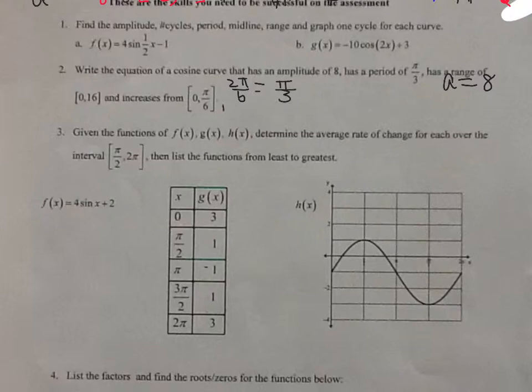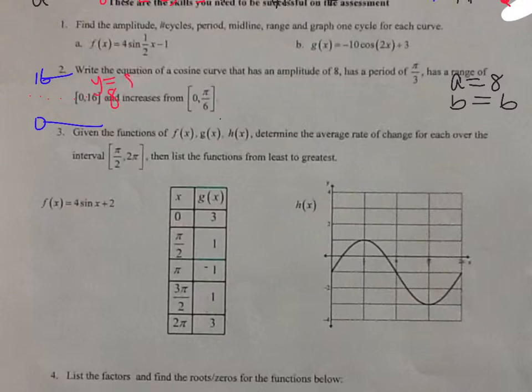So I'll cross multiply. I get B pi is equal to 6 pi. Divide by pi. And I get B is equal to 6. So let's put that over here. B is equal to 6. Okay, we also have the range, it's going from 0 all the way up to 16, so I need my midline. My midline would be right in the middle, which is going to be 8. All right, so that'd be y is equal to 8.